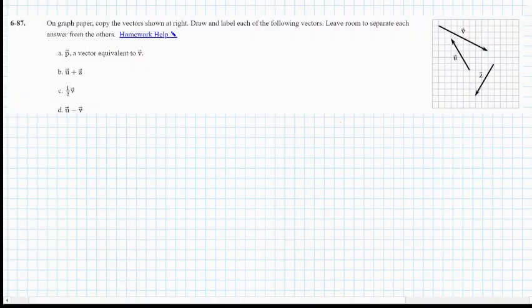Okay, so we're asked for a couple of things for this problem here. First, it says on graph paper, copy the vectors shown to the right. I'm not doing that because I'm just copy paste. Draw and label each of the following vectors. Leave room to separate each answer from the others.